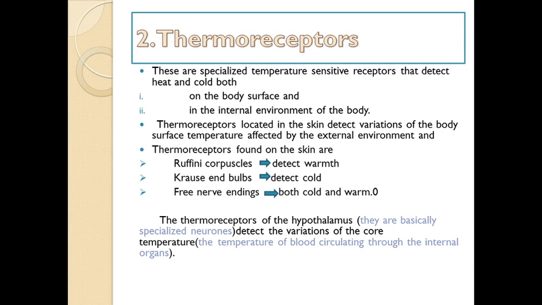Then the thermoreceptors of the hypothalamus, they are basically specialized neurons, detect variations of core temperature. Core temperature is also called the deep body temperature, and it is a temperature of blood circulating through the internal organs. So the thermoreceptors that can detect internal variations are actually specialized neurons of the hypothalamus.